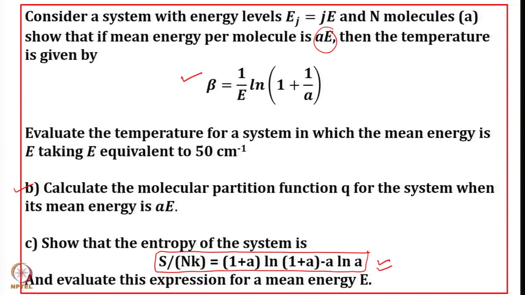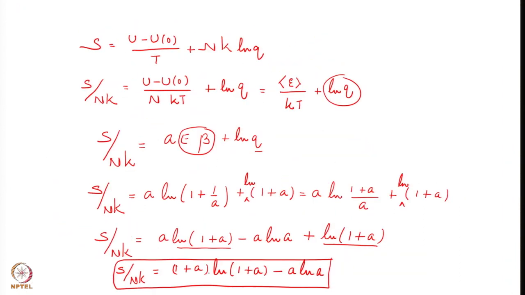Now it says, evaluate this expression for a mean energy of E. Carefully examine the statement which is given to you. It says, evaluate this expression for a mean energy equal to E. So that means they are saying, you treat AE equal to E. Essentially, they are saying you use A equal to 1. And if you use A equal to 1, what you have here is 1 plus 1 is 2, 2 log 2. And when A is equal to 1, log 1 is 0. So therefore, the answer is 2 log 2.